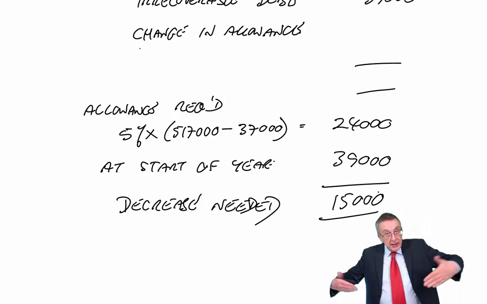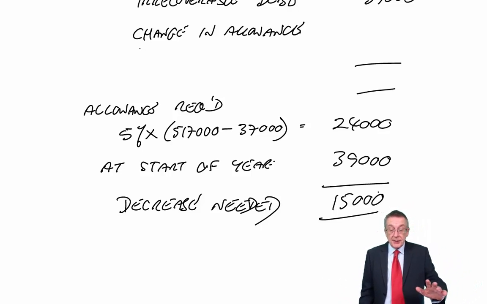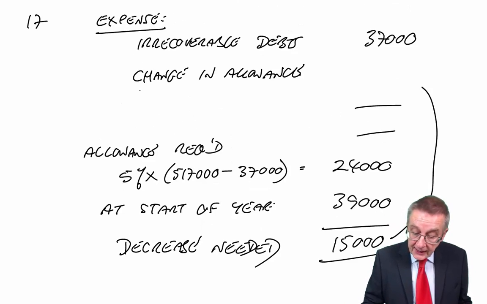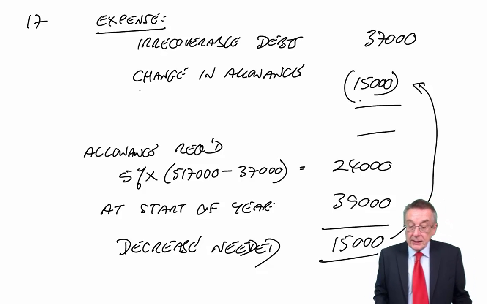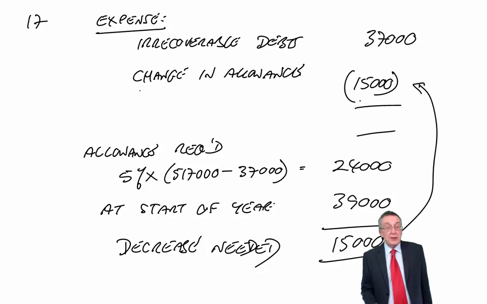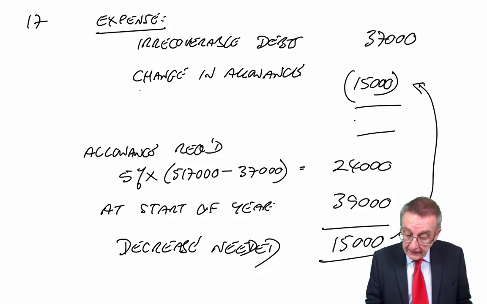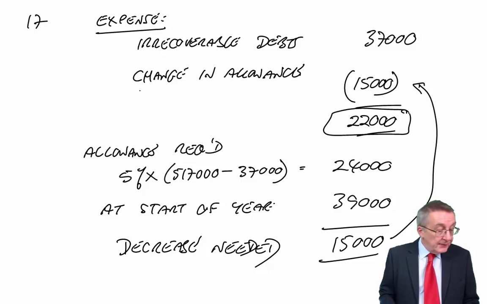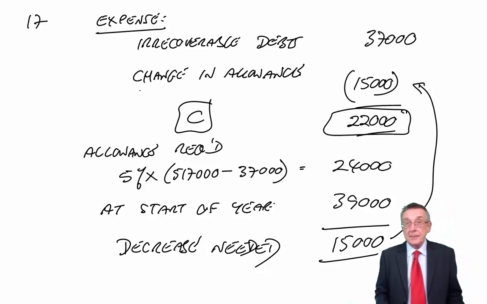But if we're increasing the allowance, it's an extra cost. If we're decreasing the allowance, it's a saving. So it's costing us 37,000 for the irrecoverables, but we're saving 15 by reducing the allowance. The net expense, 37 less 15, is 22,000. The answer is C.